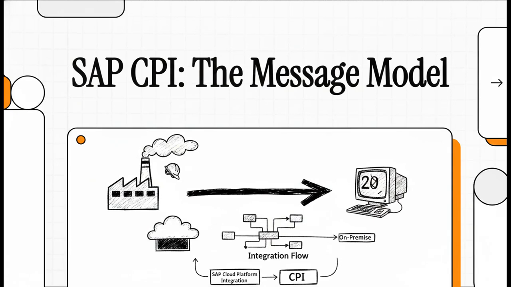All right, welcome to this explainer. Today, we're literally putting on our hard hats and stepping straight onto the factory floor of enterprise integration. We're unpacking Chapter 1 of the SAP CPI Learning Map, which is all about the message model.